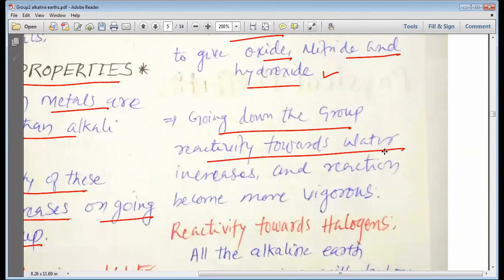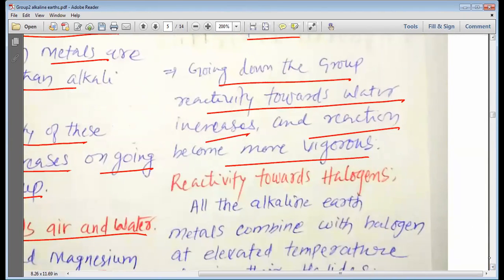Going down the group, reactivity towards water increases and the reaction becomes more and more vigorous. So if you go down the group, after calcium, strontium and barium react vigorously with water.